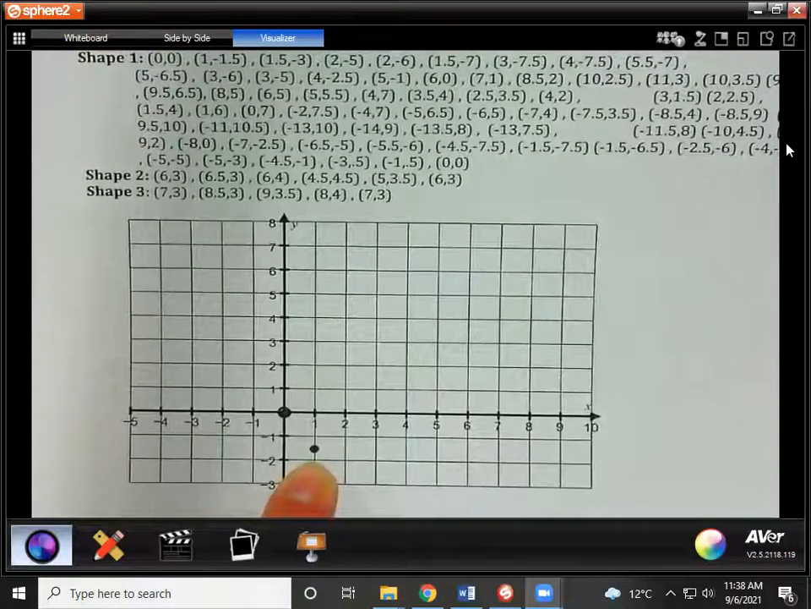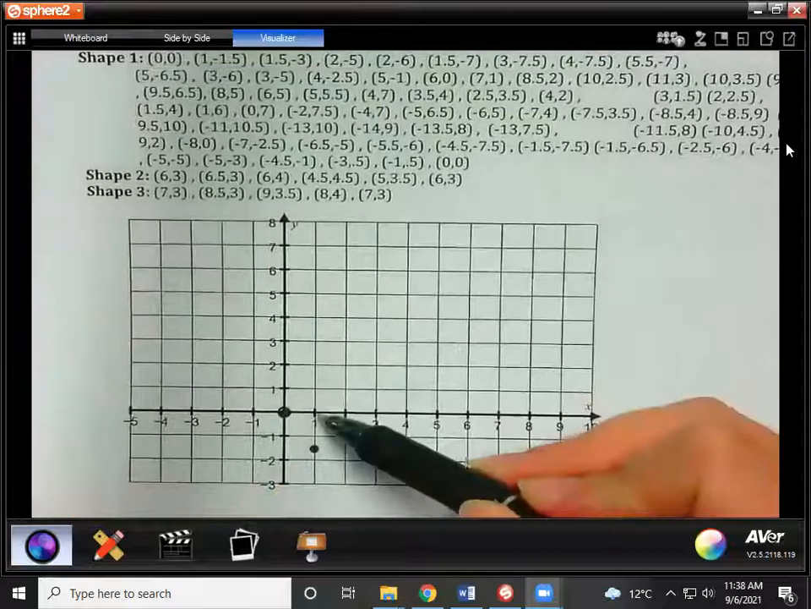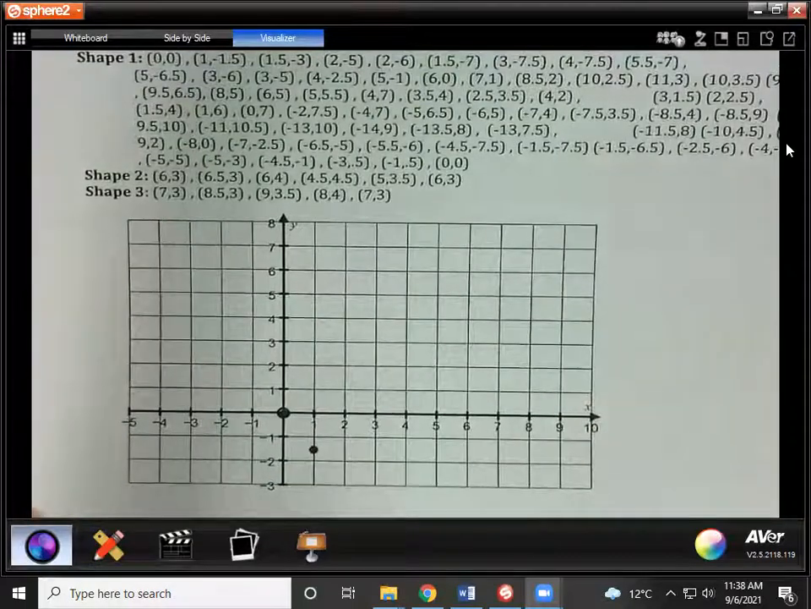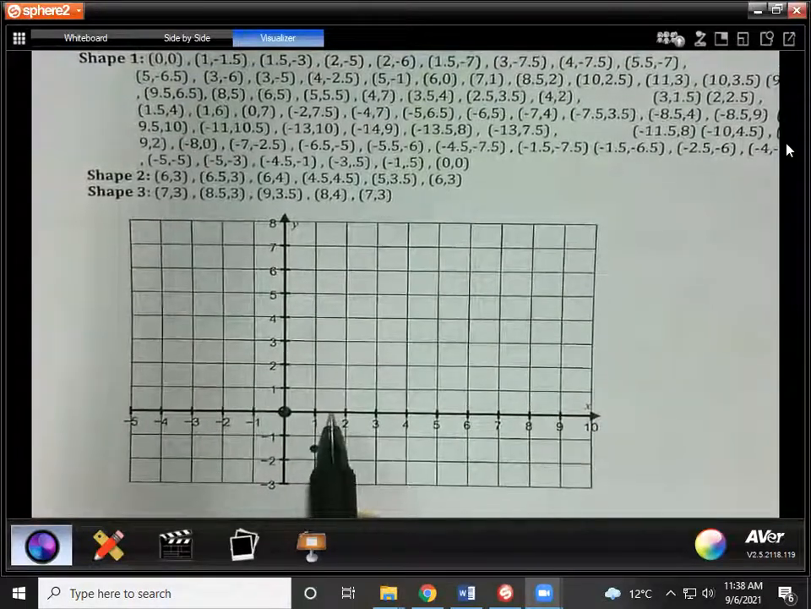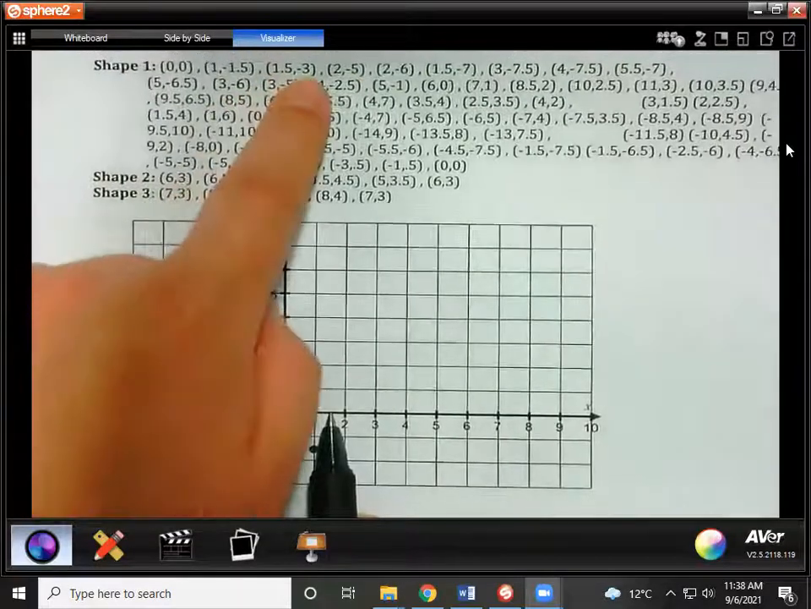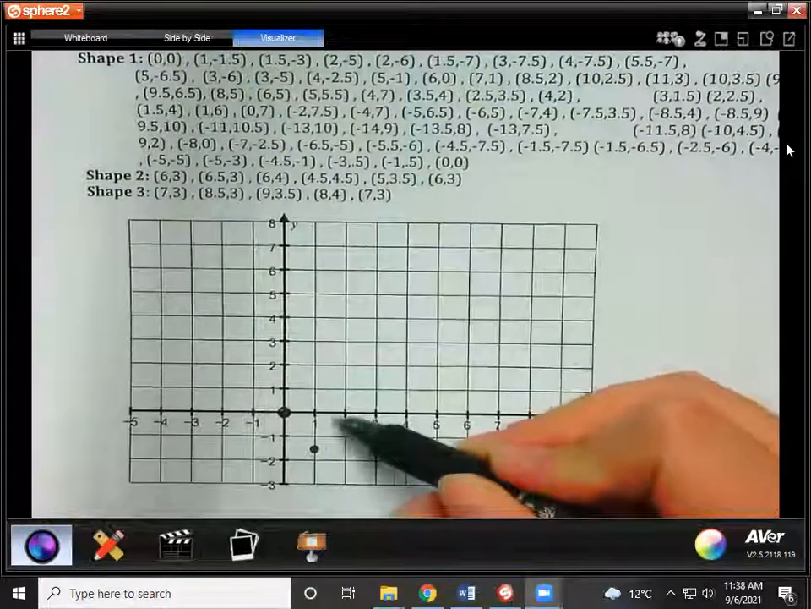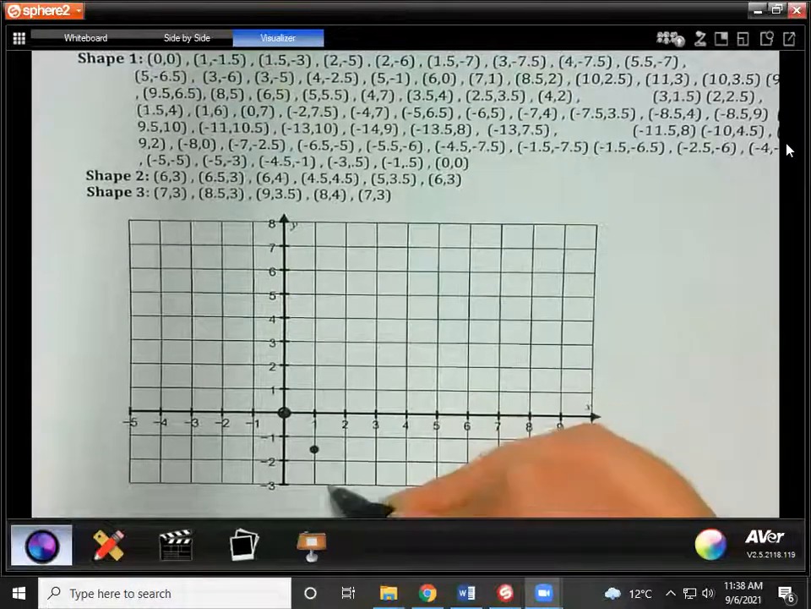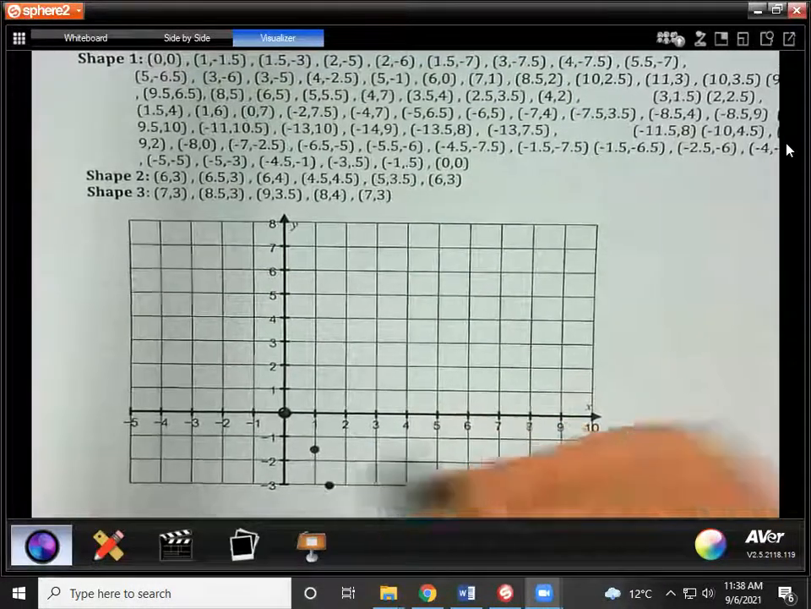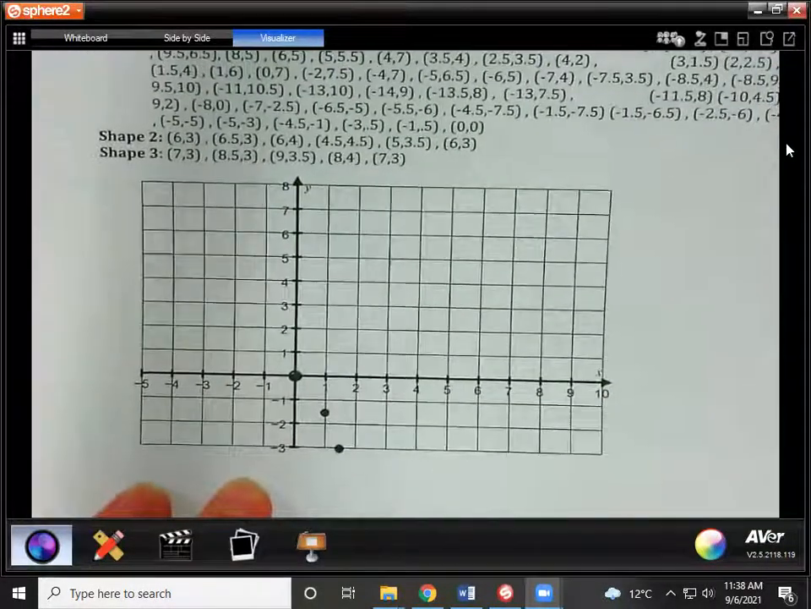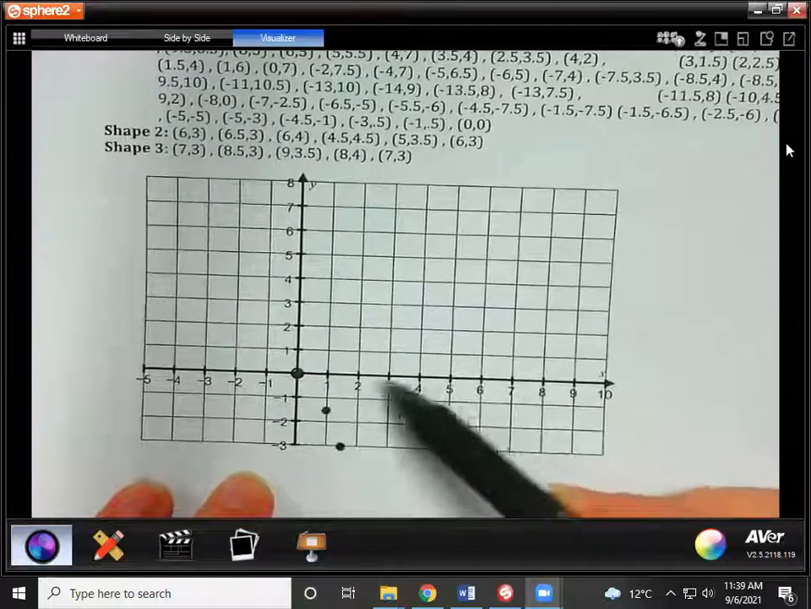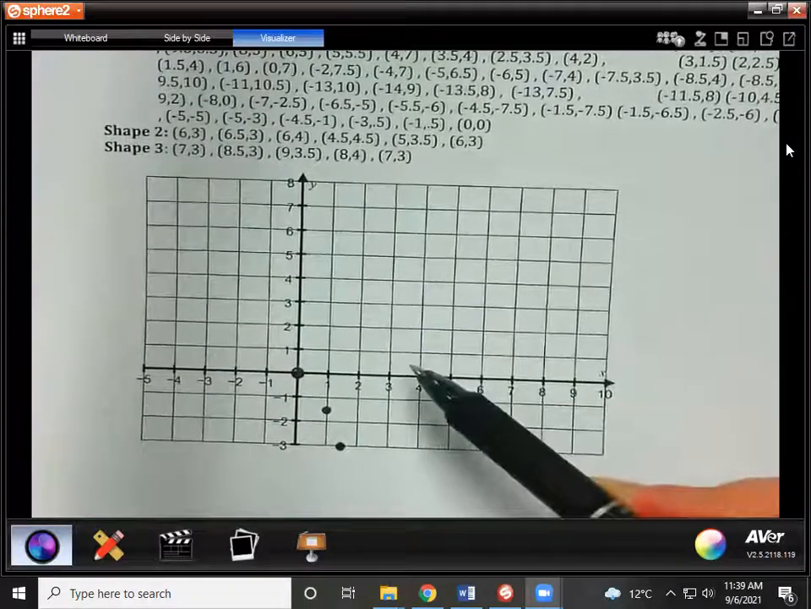Then the third point is 1.5. So remember the first value that they give you is the x value. So it must be 1.5 on the x-axis, but then -3 on the y-axis. I usually first put my pencil, rather do this in pencil so that you can erase it if you make a mistake, right?